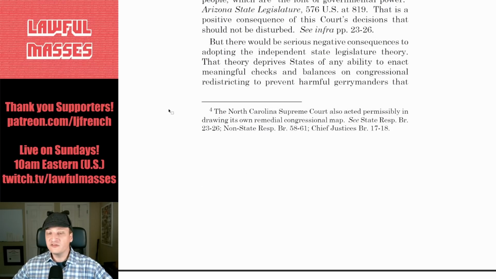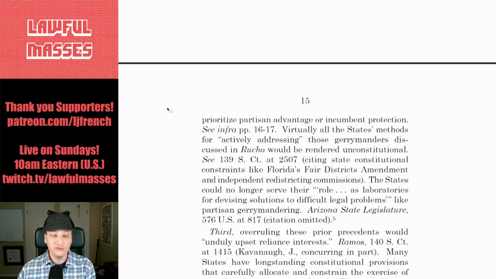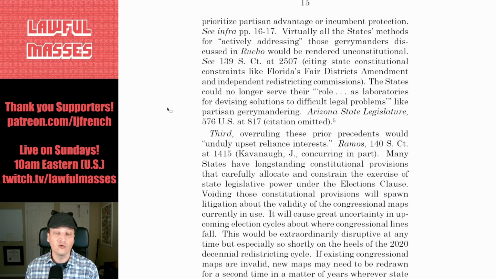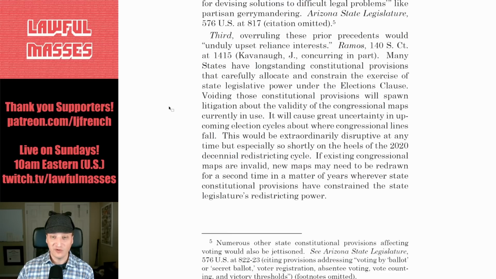But there would be serious negative consequences to adopting the independent state legislature theory without checks and balances. That theory deprives states of any ability to enact meaningful checks and balances on congressional redistricting to prevent harmful gerrymanders that prioritize partisan advantage or incumbent protection. Virtually all of the state's methods for actively addressing those gerrymanders discussed in Rucho would be rendered unconstitutional. The states would no longer serve their role as laboratories for devising solutions to difficult legal problems like partisan gerrymandering.